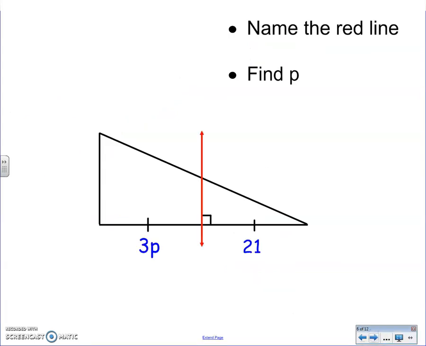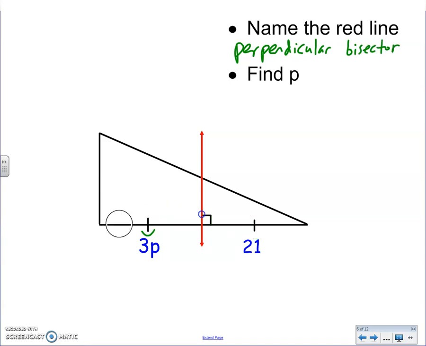Next one. Name this red line. This red line has nothing to do with a vertex. It does involve 90, perpendicular, and involves midpoint. This is a midpoint because of those 2 marks. So which one has 90 degrees and midpoint? That is perpendicular bisector. Perpendicular means 90. Whenever you see a 90 degree angle, you should always think perpendicular. And it bisected that side.